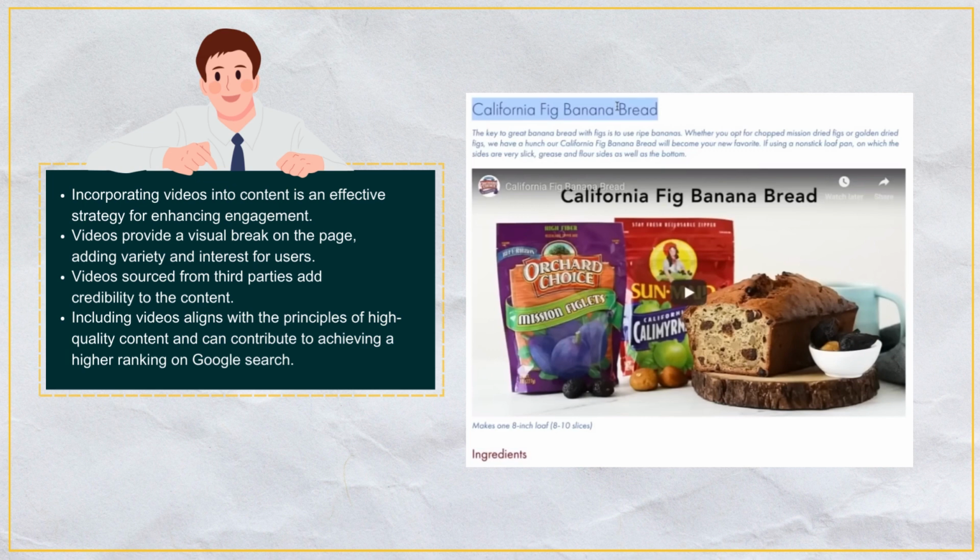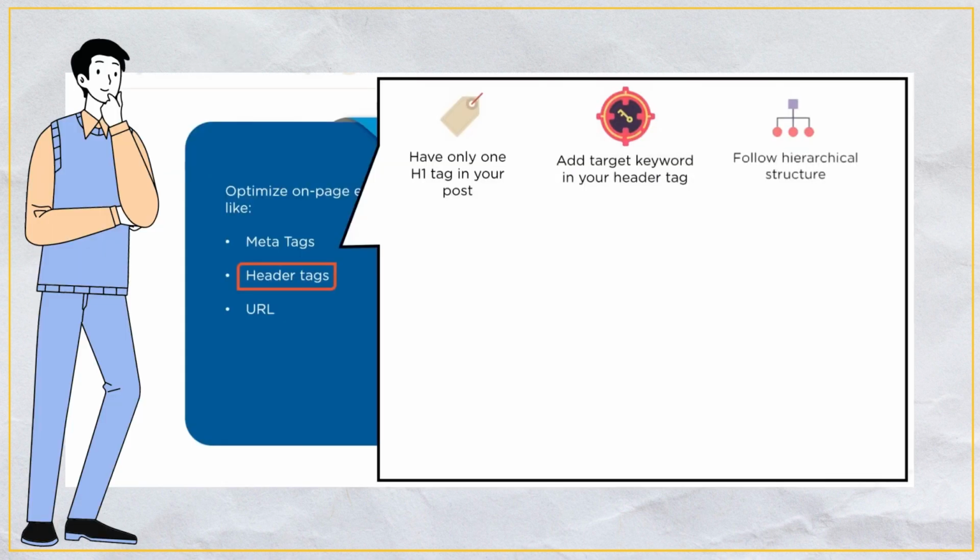Incorporating videos into the content is another effective strategy. Videos not only enhance engagement, but also provide a visual break on the page and add credibility when sourced from a third party. Including videos aligns with the principles of high-quality content as discussed earlier, and contributes to achieving higher ranking on Google search.